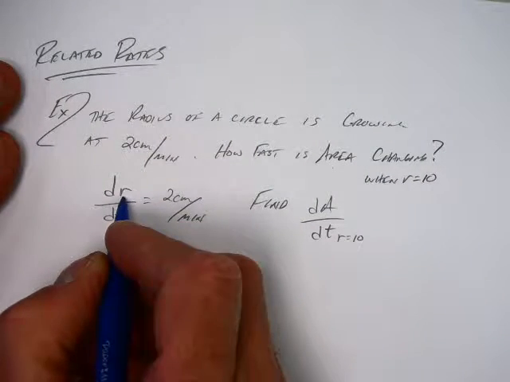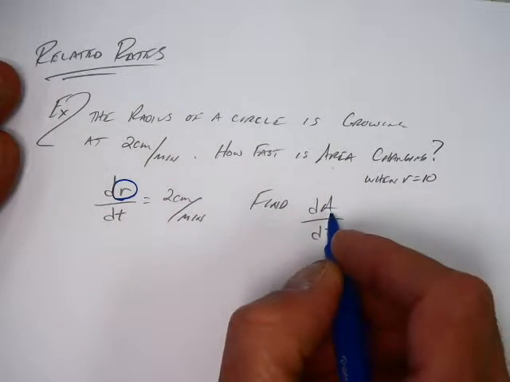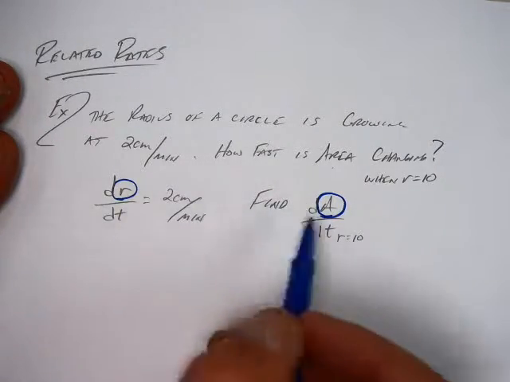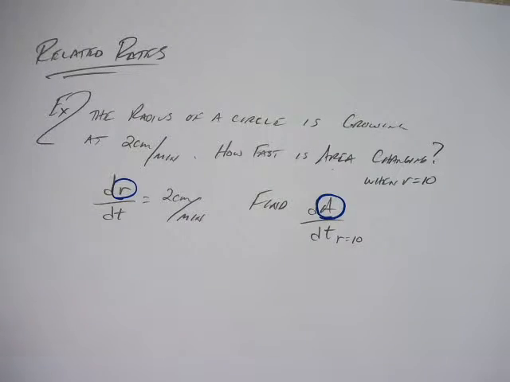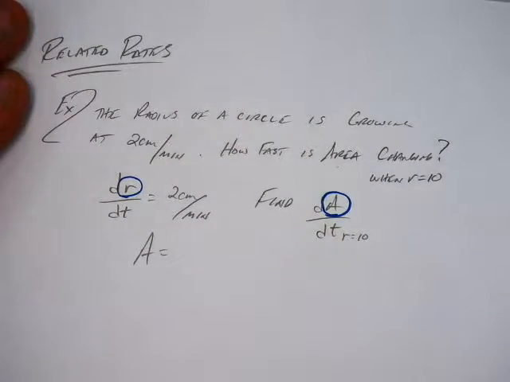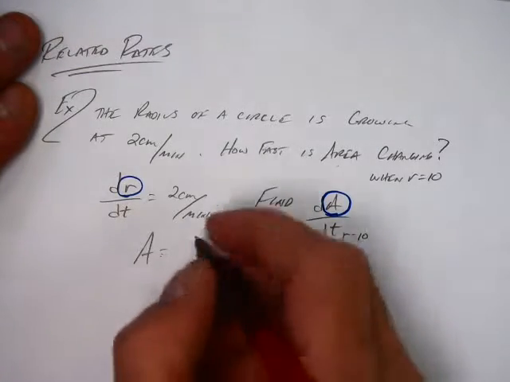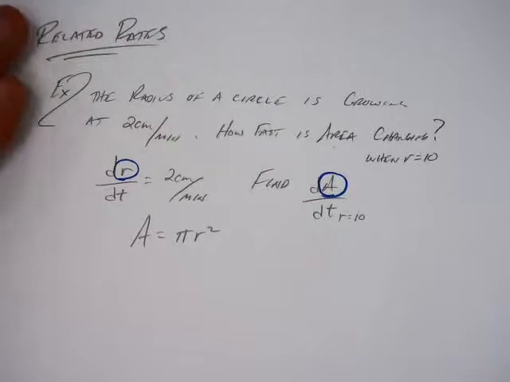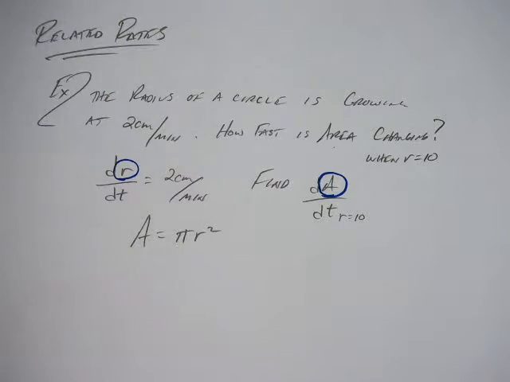Okay, so now you'll notice that what I want to find is how quickly my area is changing with respect to my radius. So I've got to write an equation for area in terms of r. Okay, what is the area of a circle in terms of r? Area equals pi r squared. Okay, so that's just how one relates to the other. R, I square it, take it times pi, I get my area.